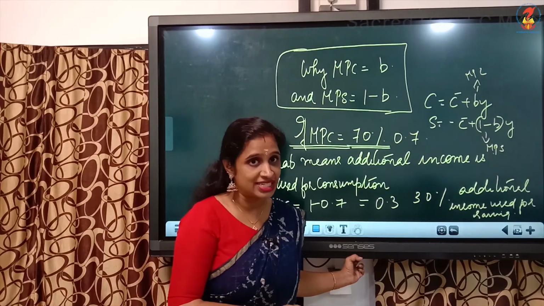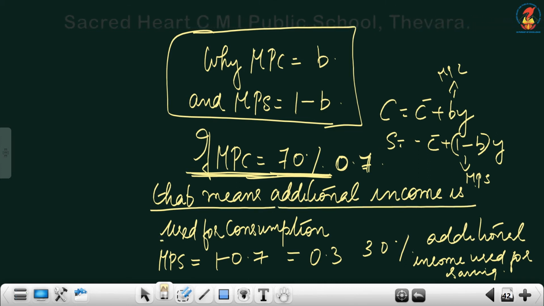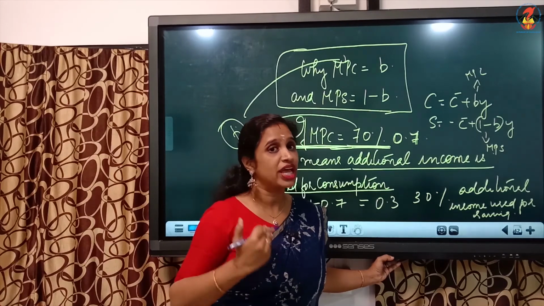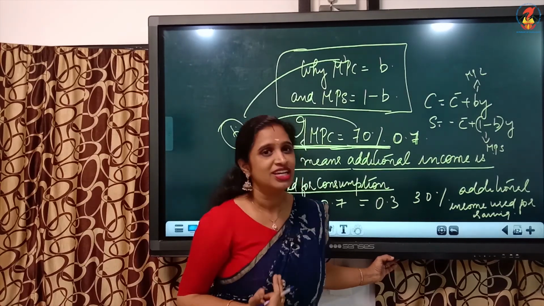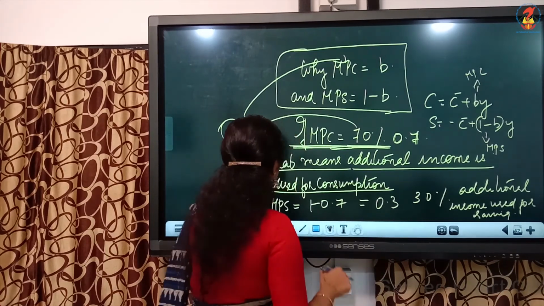Let us see whether you are getting that. If MPC is equal to 70%, that means 0.7. It means that every increase in the income, the additional income, is used for consumption. Therefore, this 70% is B. MPC is B. Now, let us try to find out. I told you if 70% of the additional increase in the income is used for consumption, the rest 30% will be used for saving.